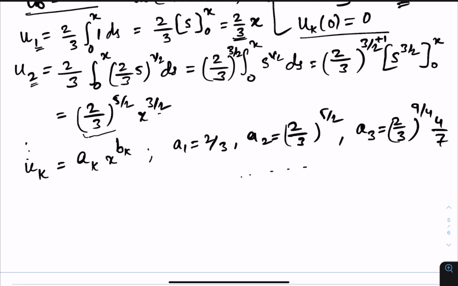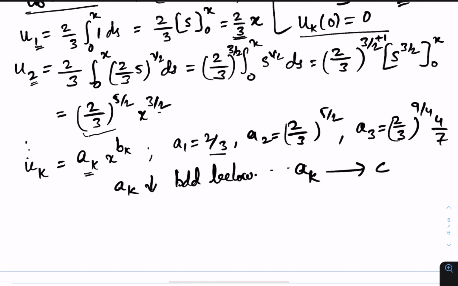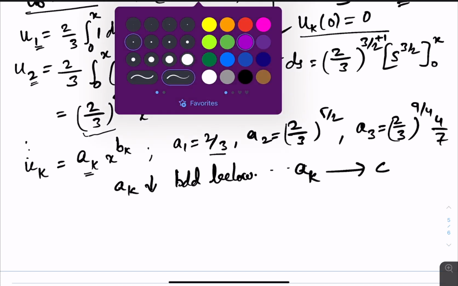What you should just notice here is that the AK sequence that you get, the way it is 2 by 3, 2 by 3 power this and so on, is actually decreasing, and they will all be positive, so it's bounded below. So it's a decreasing sequence bounded below, so AK will converge to some real number C. We don't know what it is as of now.